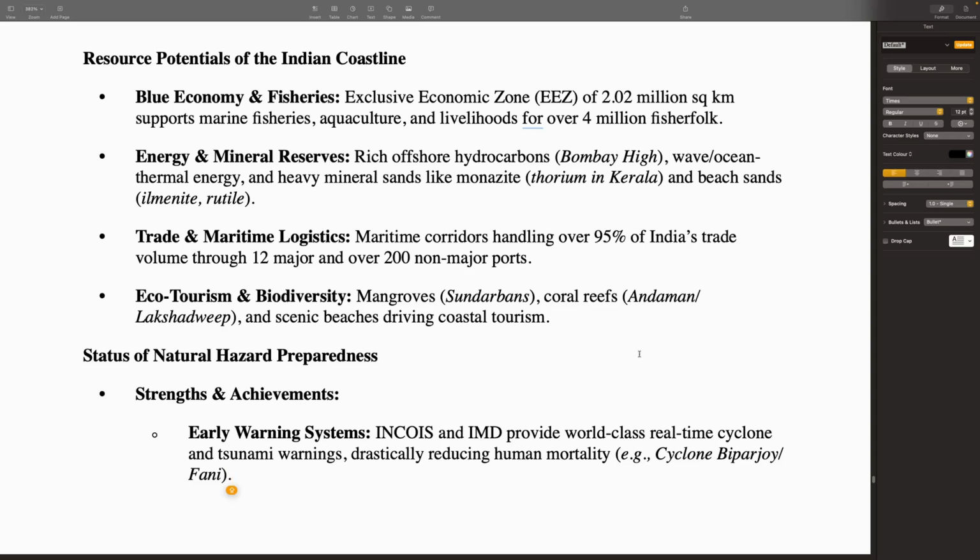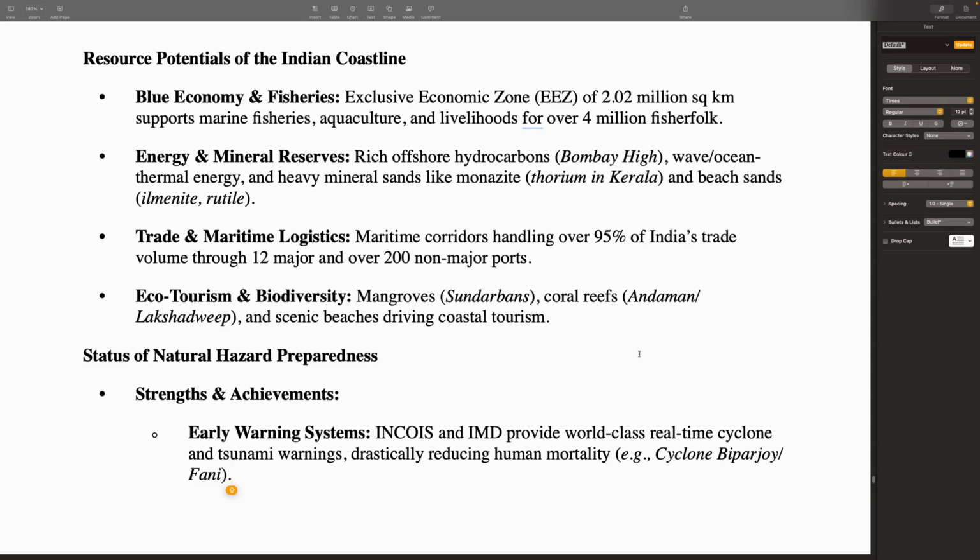Trade and maritime logistics: maritime corridors handling over 95% of India's trade volume through 12 major and over 200 non-major ports. Ecotourism and biodiversity: mangroves, Sundarbans, coral reefs, Andaman and Lakshadweep, and scenic beaches driving coastal tourism.